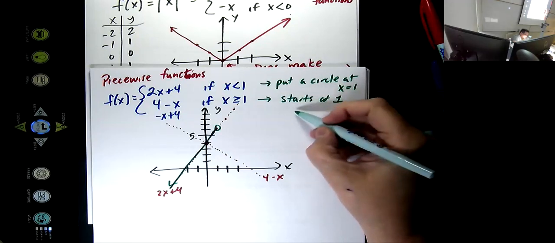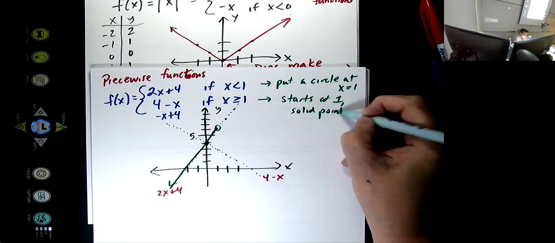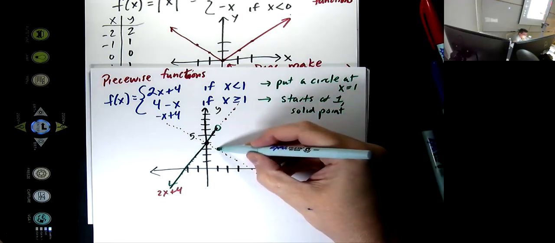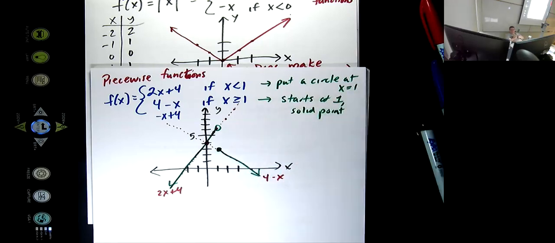Starts at 1, and we have a solid point here because it has the equal sign. So this is doable without the dotted lines, but you have to kind of be paying attention. Make sure you're doing the right ones. We'll do more examples of that one.